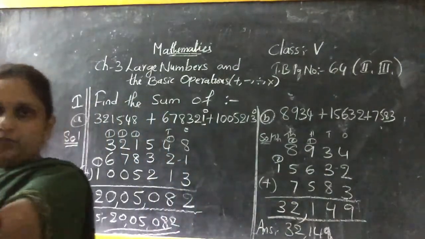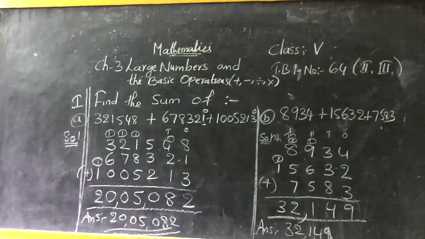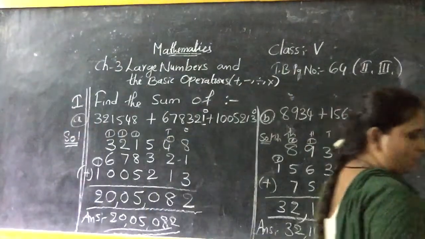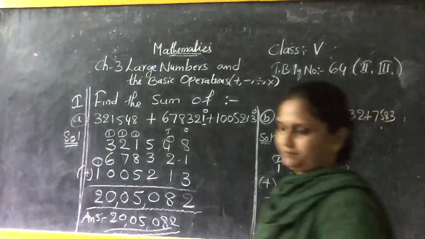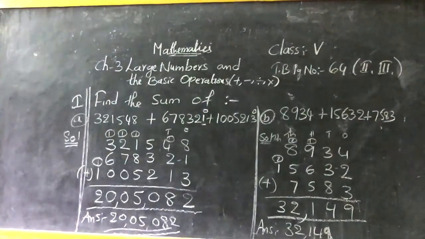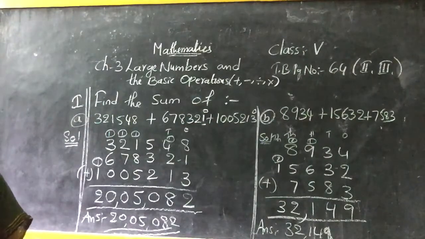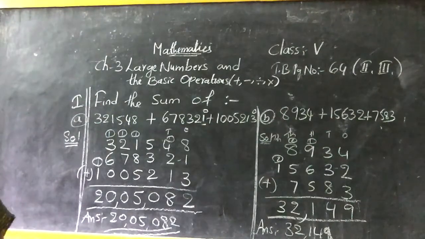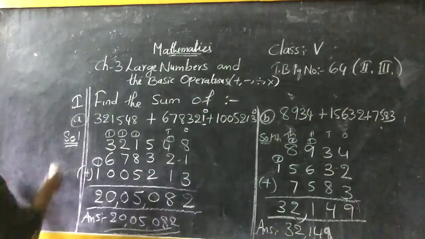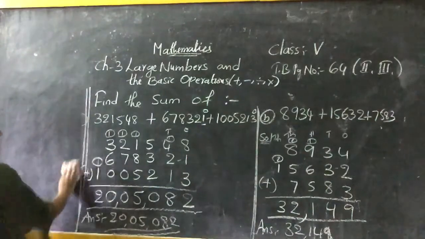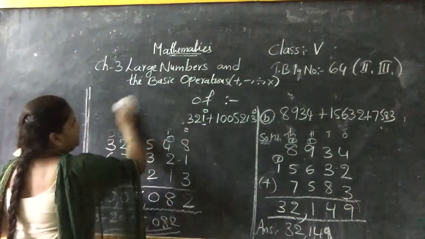Copy, children: 32,149. Next, on the next page, you can write Roman number 2. Subtract the following. According to the textbook, that is Roman number 3. But I said that Roman number 1, word problems, we are doing as the last section. So the section will be changed. So now, in a new page, write Roman number 2.